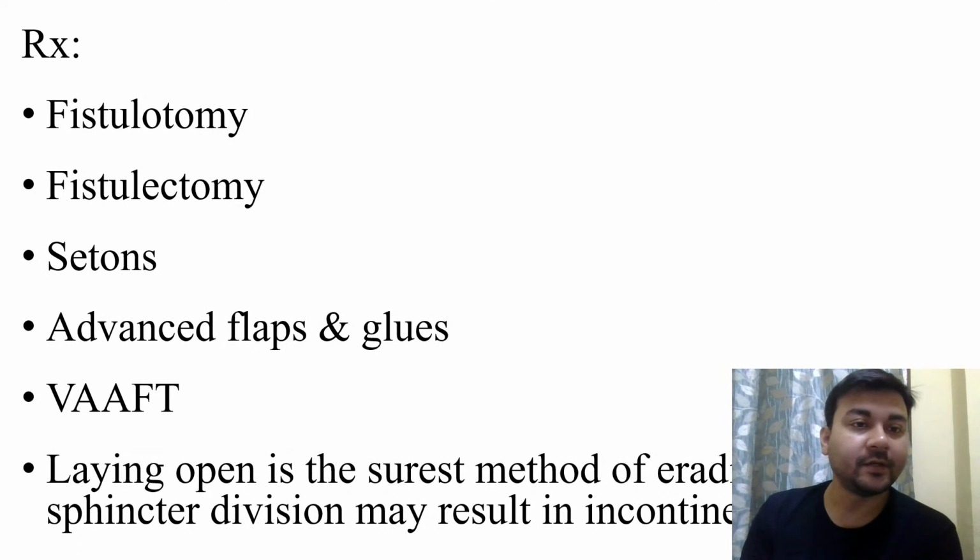Now, what is the treatment of fistula in ano? Fistulotomy. What is fistulotomy? See, the internal opening and external opening are identified. First of all, we put a methylene blue dye from the external opening, and the internal opening is identified. Through that external opening, a probe is inserted and it is taken out from the internal opening, and the fistulous tract is identified.